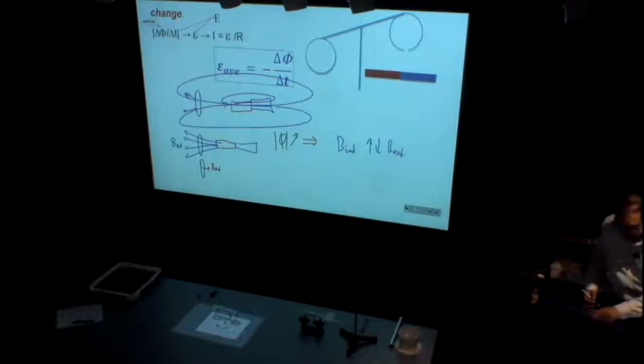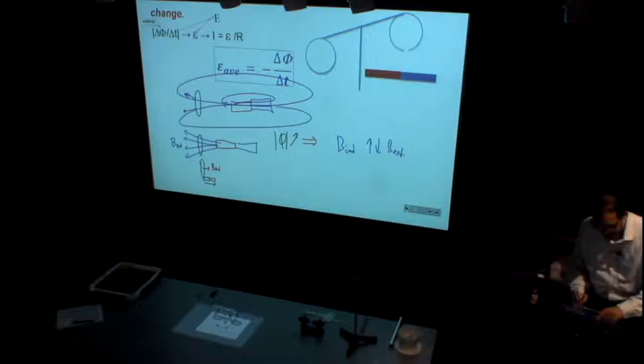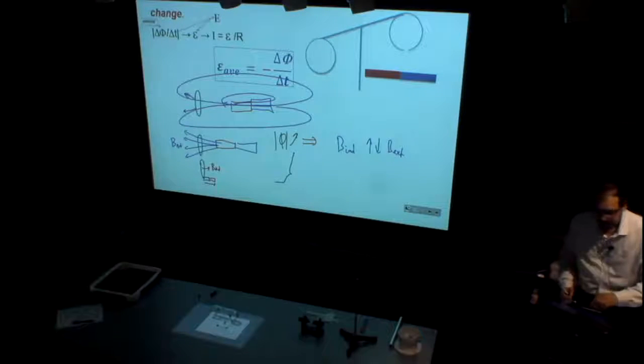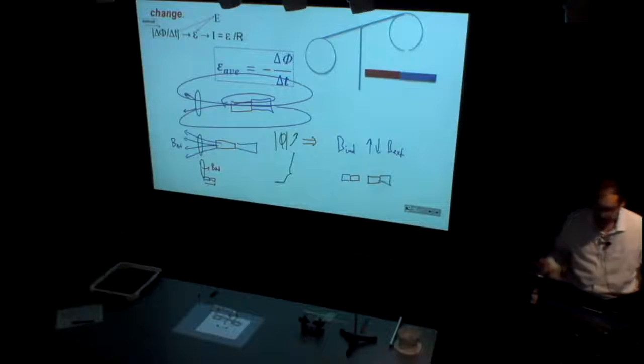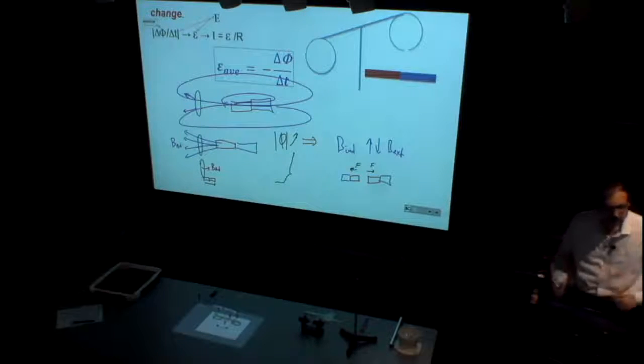But according to the definition, this arrow represents a magnet inside which the magnetic field line points from south to north. So this is the situation when the magnet is approaching the loop with the north pole facing the loop. What we see is just two magnets facing like poles, and they repel each other. And that's what we saw.